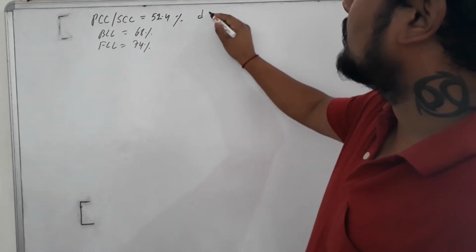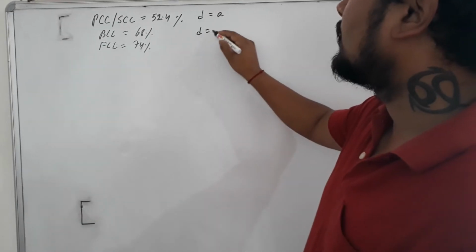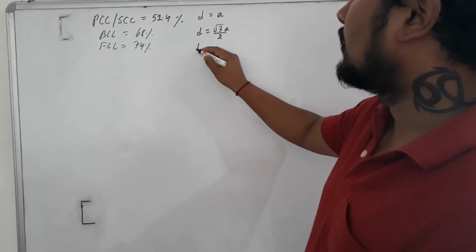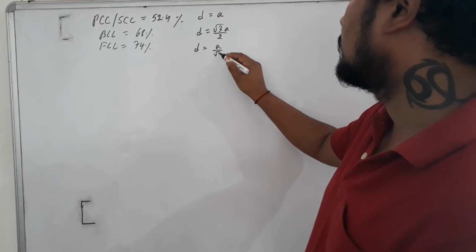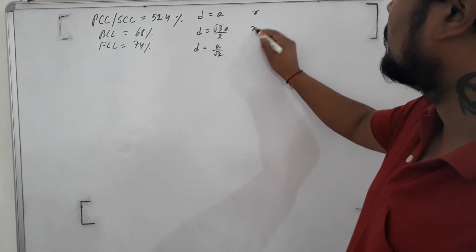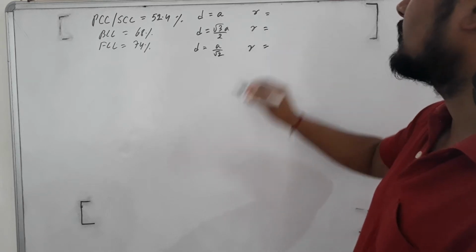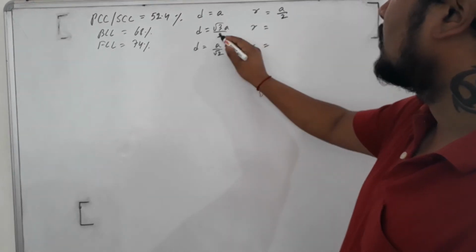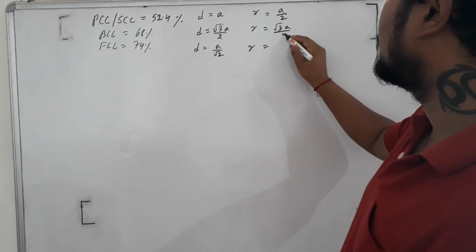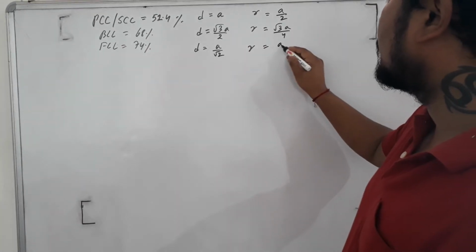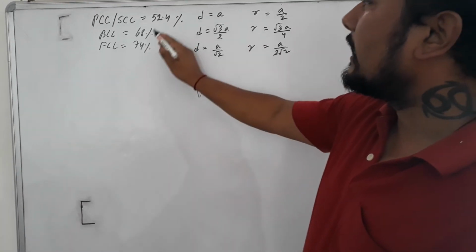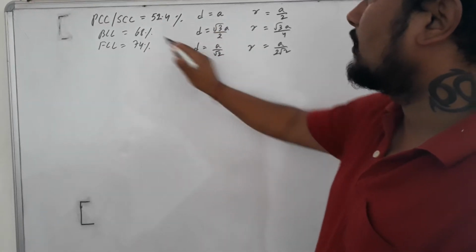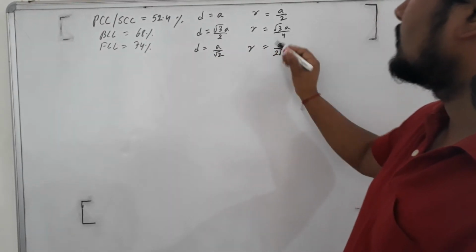Then I have given you the distance formula: for PCC it is equal to A, for BCC, that is body centred, it is root 3 A by 2, and for FCC it is A by root 2. Not only that, I have given you the radius formula for all of them. Radius for PCC, SCC is half the distance, so half the distance means A by 2. For BCC, half the distance means this much divided by 4, and for FCC it is A by 2 root 2. So students, this is the packing efficiency of these 3 cubic unit cells. Subtract from 100, you get the void percentage. This is the distance formula for these 3 cubic unit cells, and half the distance will give you the radius.